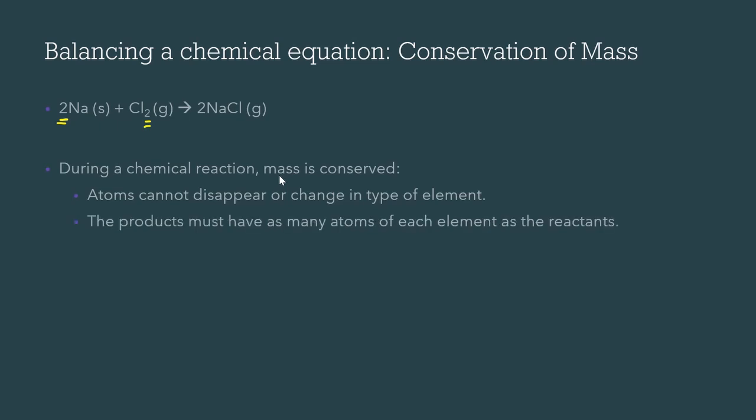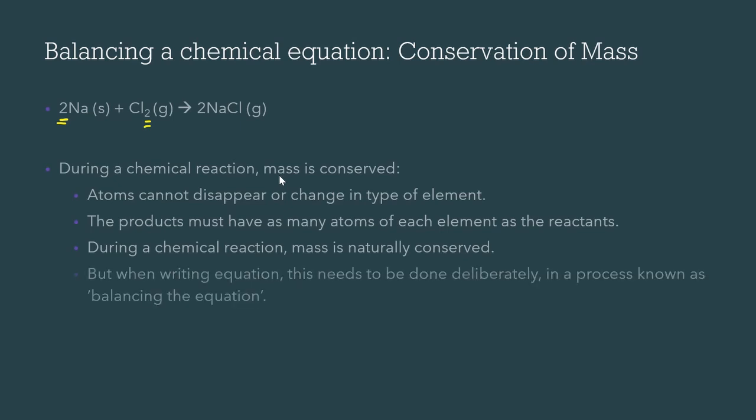The products of a chemical reaction must contain exactly as many atoms of each element as the reactants. In actual chemical reactions, mass is naturally conserved. However, when we are representing them in writing, mass isn't conserved because we're not actually performing the chemical reaction. We're just putting ink on paper. So in order to accurately represent a certain chemical reaction, the conservation of mass has to be done also in writing. The process of conserving mass when we are writing chemical equations is known as balancing the chemical equation.